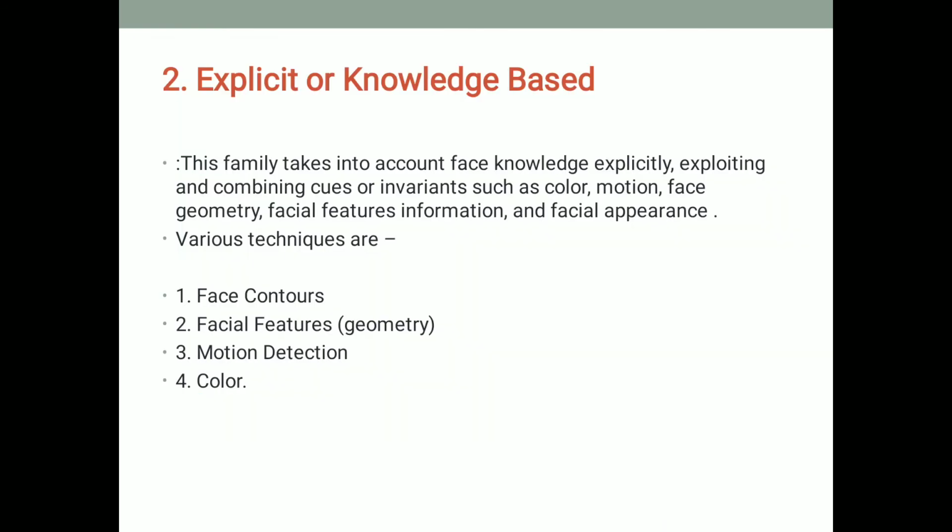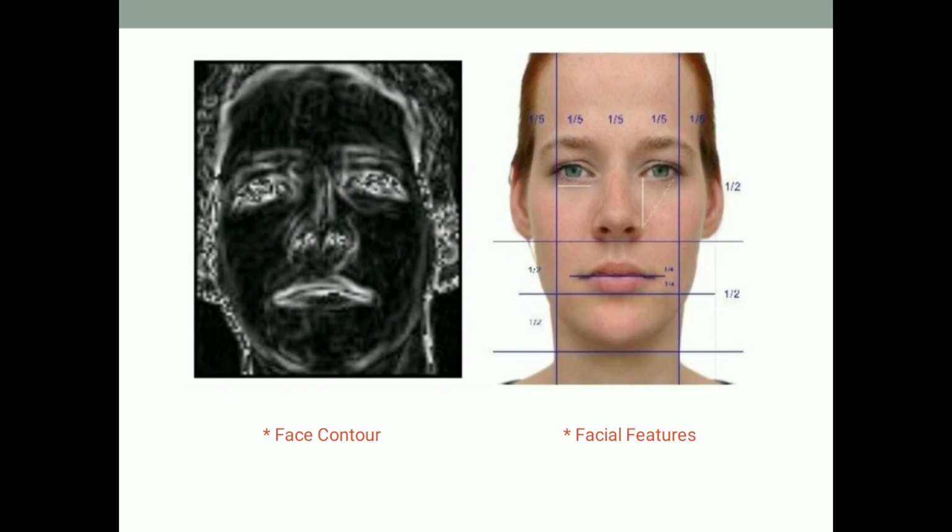The second method is explicit or knowledge based. In this, color, motion, face geometry, and facial feature information is needed, and the techniques used in this method are face contours, facial features, motion detection, and color. Here we are taking one image of a woman. After the face contour, the image will look like this. The facial part becomes somewhat white with somewhat dark spots.